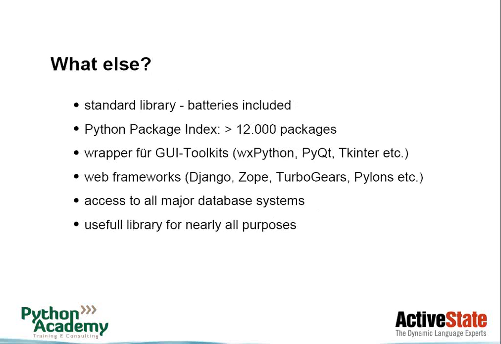Next slide, please. So what else? That's not really all. Since Python is a general programming language, it has a very strong standard library. It's called batteries included. You can do a lot of things with the standard library. The Python Package Index I mentioned has more than 12,000 packages with lots of different software. You have wrappers for all major toolkits like wxPython, PyQt, Tkinter. There are plenty of web frameworks, Django being maybe the best known one, but also TurboGears and Pylons.